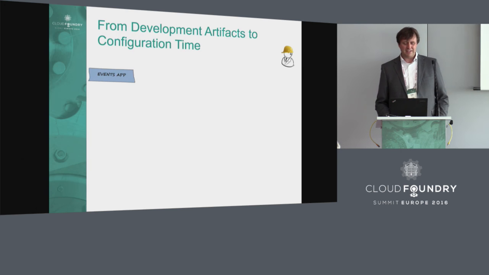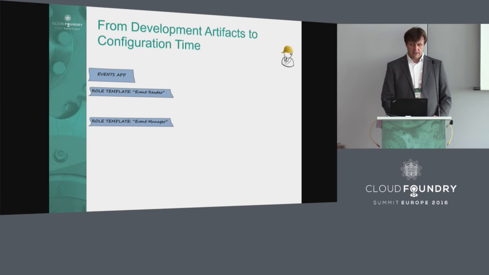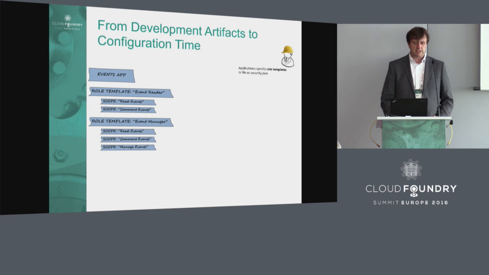So how does it look from development perspective? Assuming I have my developer, and this developer wants to develop an events application. And he says, OK, I want to have something like an event reader. I want to have an event manager. And so he defines the role templates in this X-Security JSON. He will define, I need to have a scope to read events, I need to have a scope to comment events. Similar, event manager gets these events. Additionally, the event manager gets a scope for managing events.